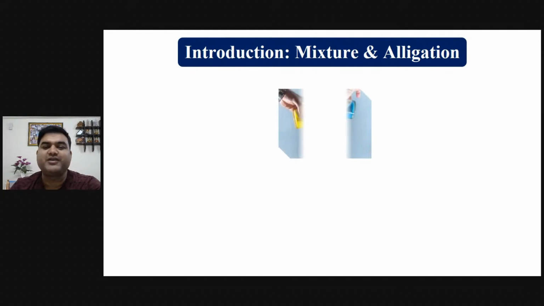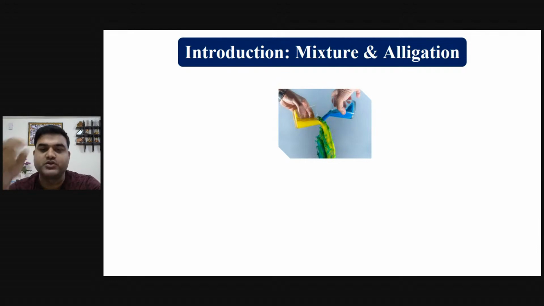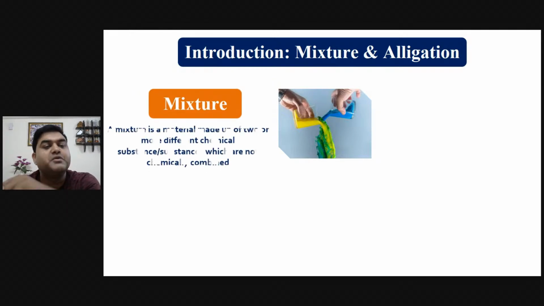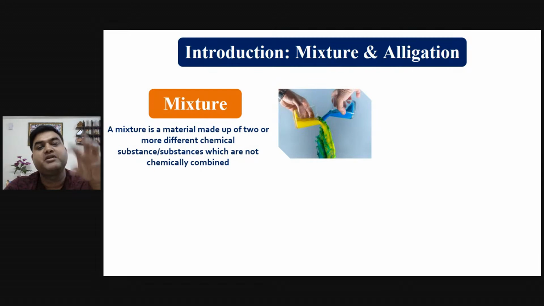Introduction of mixture. Let's try to understand what is mixture and alligation. In the photo, you can see two different colors are mixed, right? The solution of yellow color and blue color is made, and something is formed out of that. Let's try to understand the literal meaning of mixture. A mixture is a material made up of two or more different chemical substances which are not chemically combined. That's what I was talking about. The chemical property of the mixture will be the same as the property of the items. It will not change. That is what a mixture is, right?